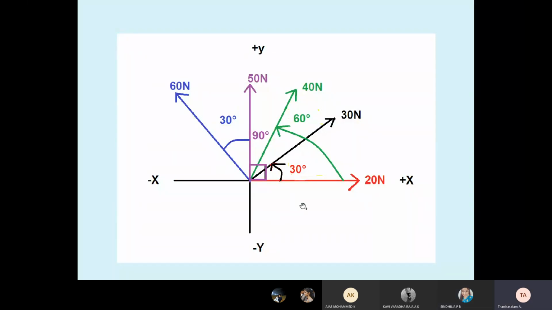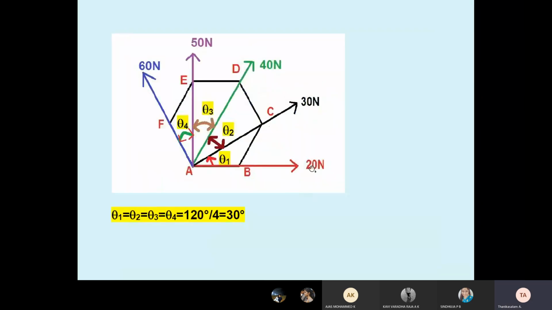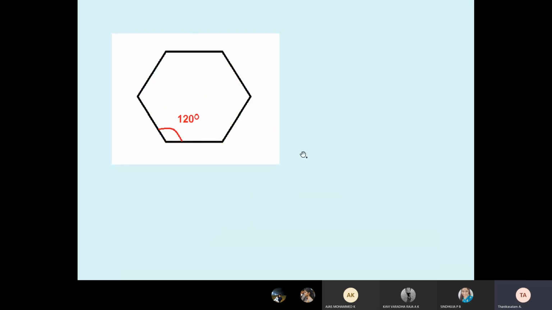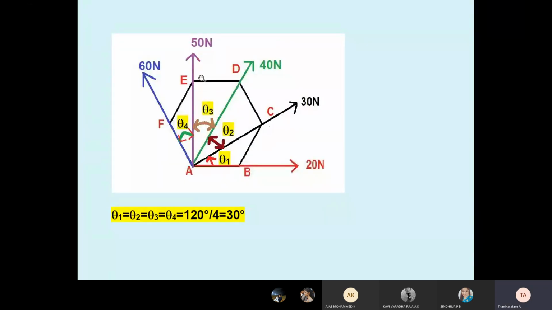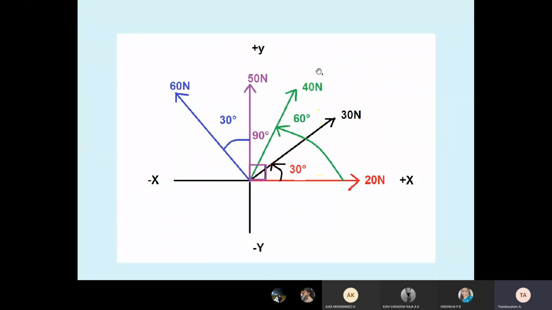One thing you have to understand: in any engineering mechanics problem with more than two forces, you have to mark angles with respect to the quadrant. In this problem they only gave a plain statement, so you must know this concept and then draw this diagram for solving the problem.